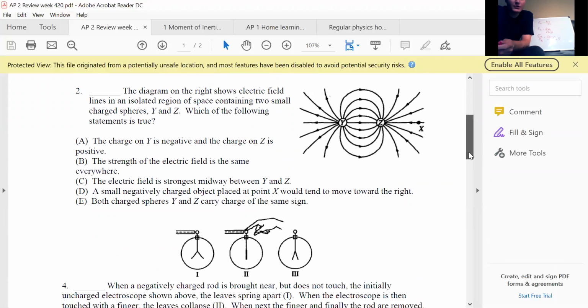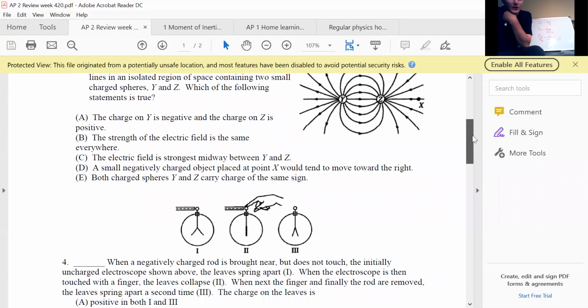C says the electric field strength is strongest midway between Y and Z. Well, although the electric fields add together there, the electric field gets stronger as you get closer to the source. So if you get really close to, say, Y or really close to Z, the electric field is going to go up, and that's proportional to the distance squared. The smaller that distance is, and because it's squared, the field strength is going to increase dramatically as you get closer. So it wouldn't be midway between Y and Z.